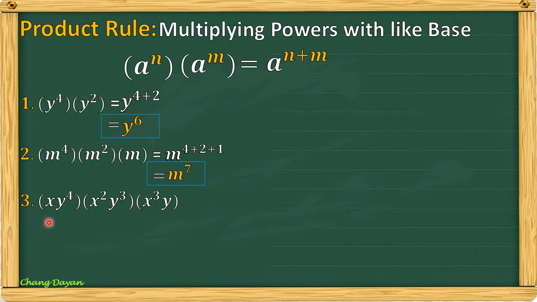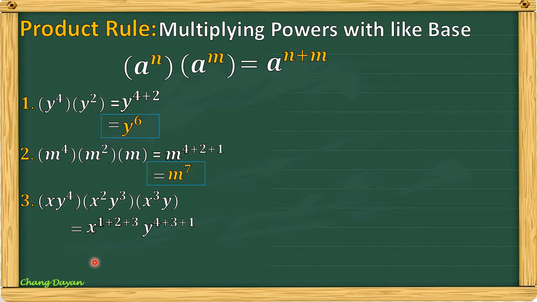Number 3. X, y to the 4th, multiplied by x squared, y to the 3rd power, multiplied by x cubed, y. So, dito, ang x ay may exponent na invisible 1. Samantalang dito, ang exponent ay 2. Dito naman ay 3. Next, ang ating base na y. Una, mayroong exponent na 4. Ikalawa, mayroong exponent na 3. Ikatlo, may invisible exponent na 1.